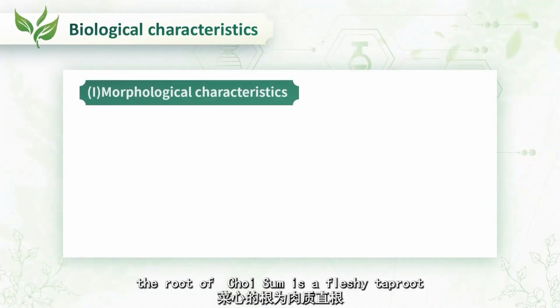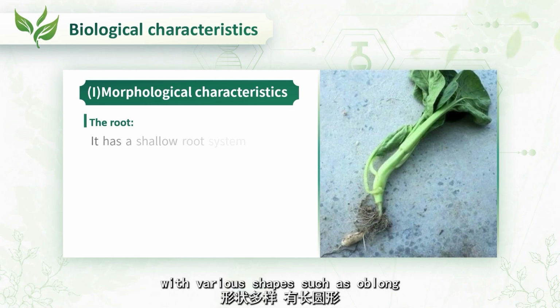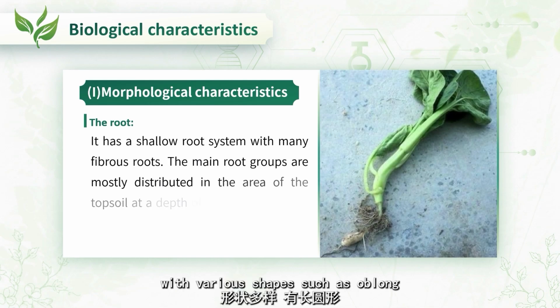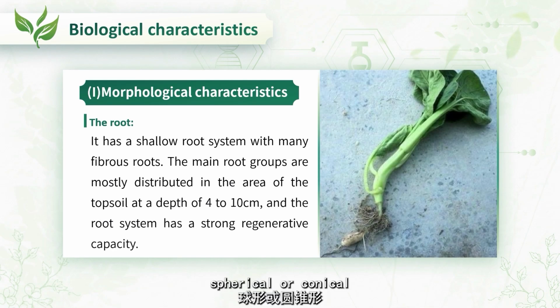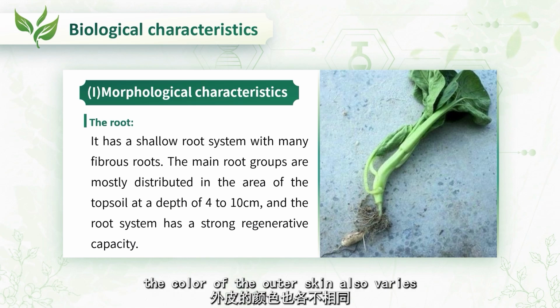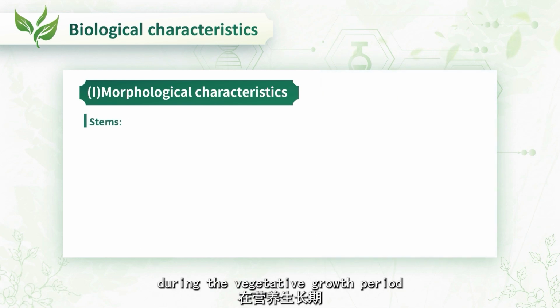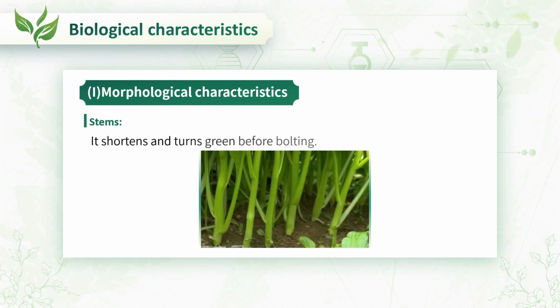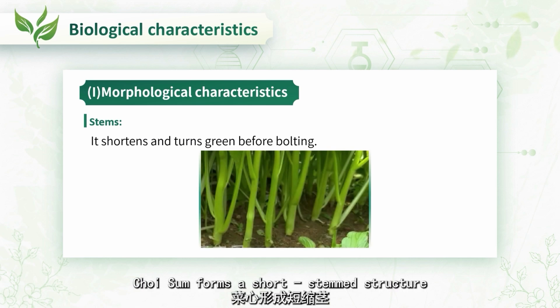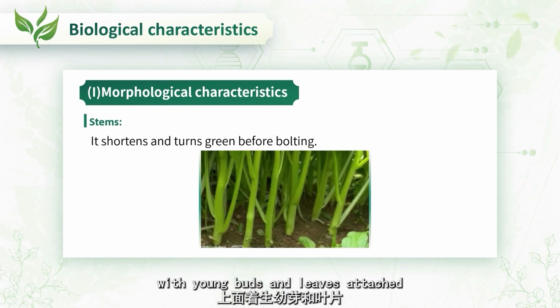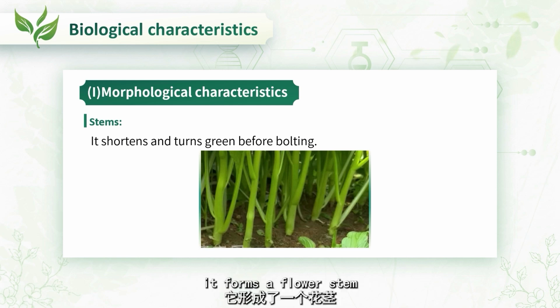The root of choy sum is a fleshy taproot with various shapes such as oblong, spherical, or conical. The color of the outer skin also varies depending on the variety, including green, white, or red. During the vegetative growth period, choy sum forms a short, stemmed structure with young buds and leaves attached. During the reproductive growth period, it forms a flower stem.